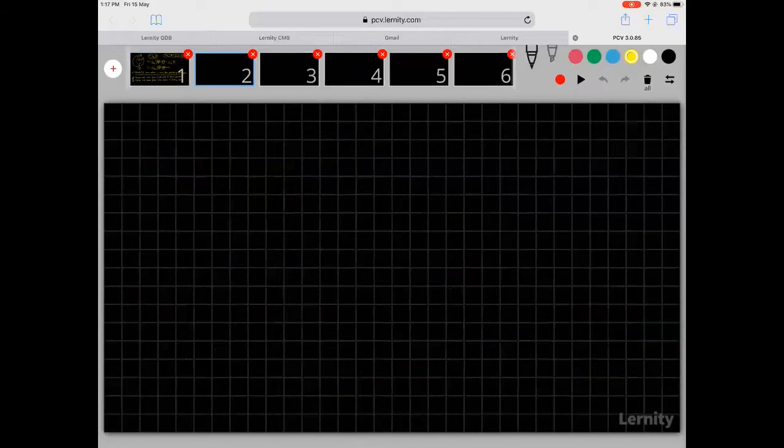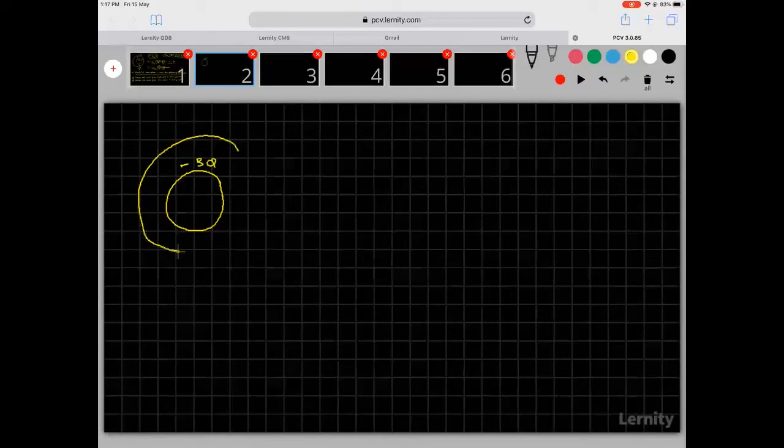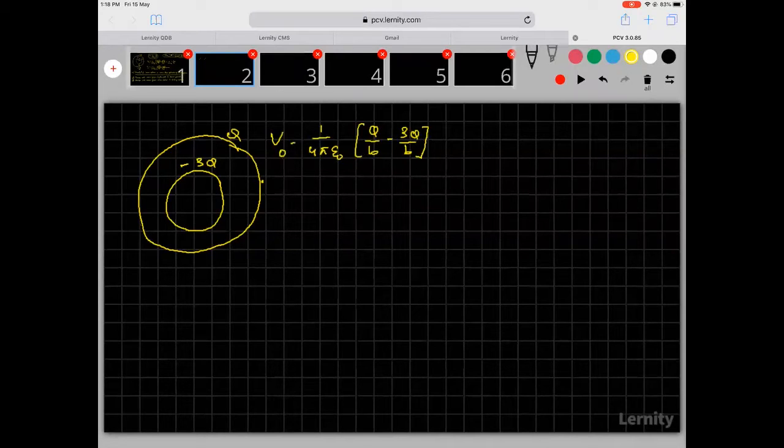Suppose I have a sphere here, this is minus 3Q. Suppose I have a sphere here, this is Q. Now the potential of the outer sphere will be 1 by 4 pi epsilon naught, Q by B minus 3Q by B. Okay, do you get it? If I put a Gaussian surface here, there are two charges inside, so I wrote the potential V outer.